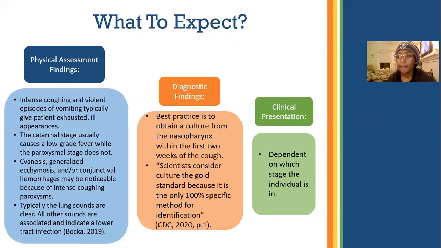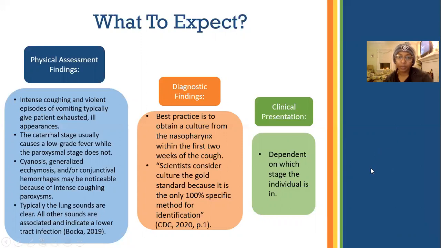Diagnostic findings. The best absolute way to test for whooping cough is by culture. You basically will have a swab that goes in the nasopharynx of the patient. Ideally, you'll want to do this within the first or second week of them having symptoms, because that's when it's most accurate.